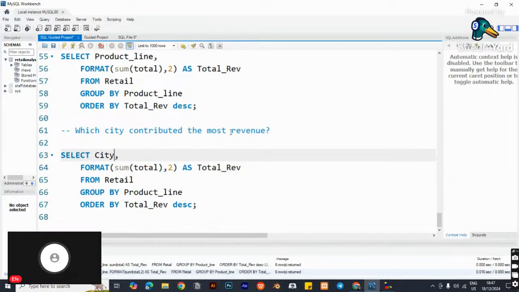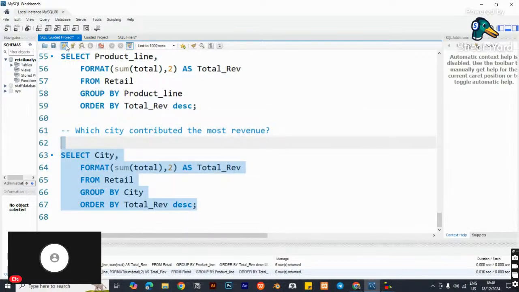Which city contributed the most revenue? We're still working with most revenue. Which city? Just know that you have to group by city. That means there are several cities, all right? So we use the sum as total, you can say total rev. Leave that. So we'll group by, to see each city. So you say city, group by city, order by total rev. Okay, we run this. So it's the same thing.